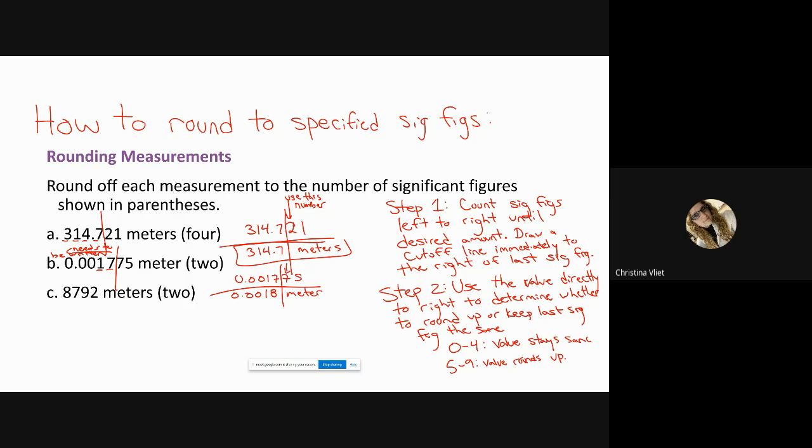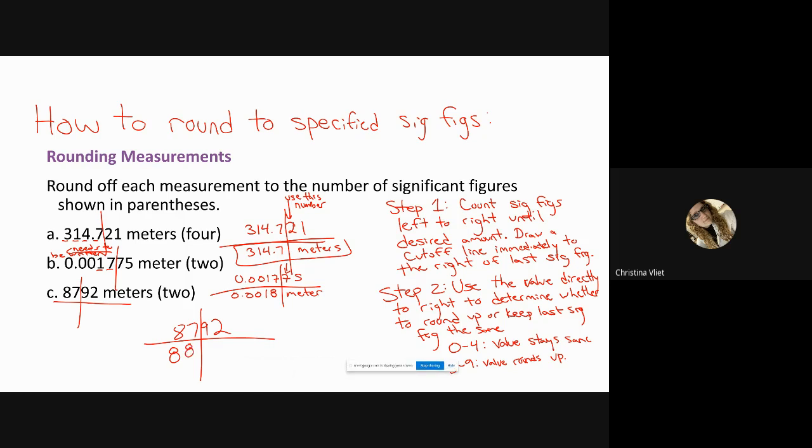Does the 8 count? That's significant. The 7? Yeah. But that's it. That's all the significant numbers we can have. So we write a cutoff line here. And so we have 8,792. We want to express this in 2 significant figures. So we write the 8. Does that 7 stay a 7 or turn to an 8? Turns to an 8.